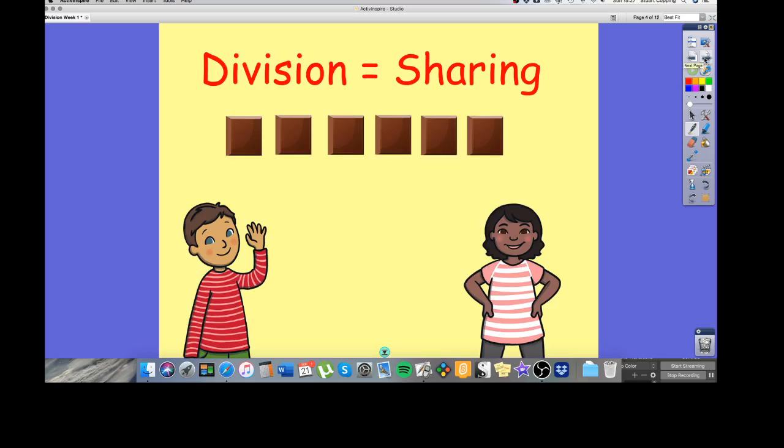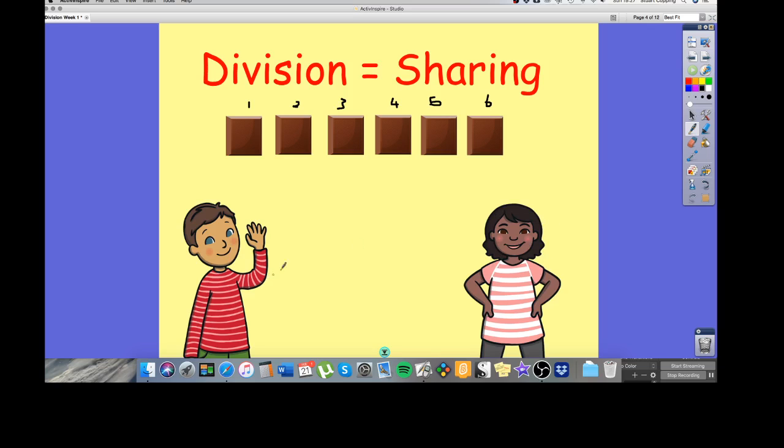So here I have some cubes of chocolate. How many do we have? We have 1, 2, 3, 4, 5, 6. So I want you to get 6 objects, whether it's pasta, cubes, Lego bricks, dolls, cuddly toys. You need 6 of something. Okay, and we are going to share it out equally between this boy here, whose name is Bob, and this girl here, whose name's Helen.